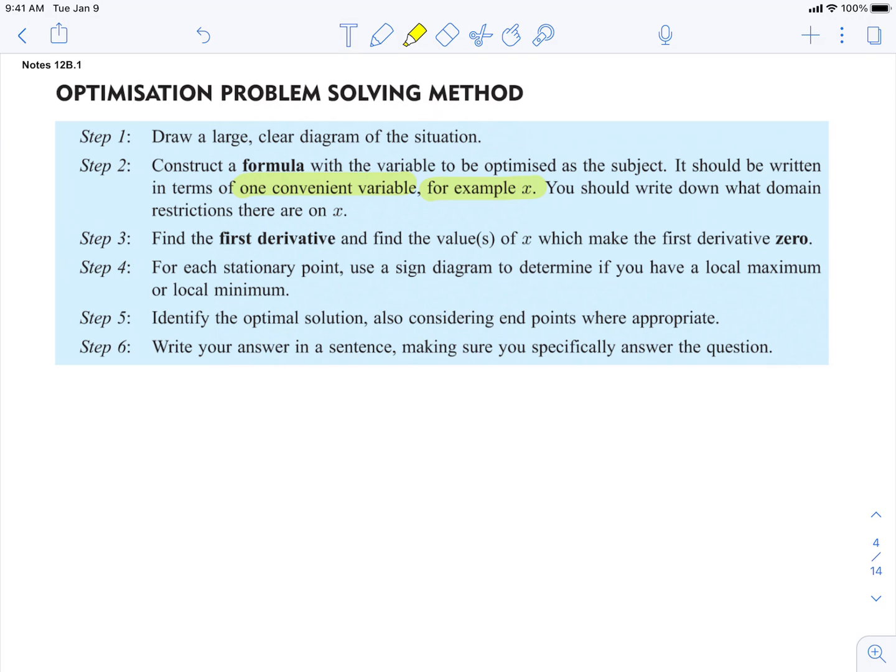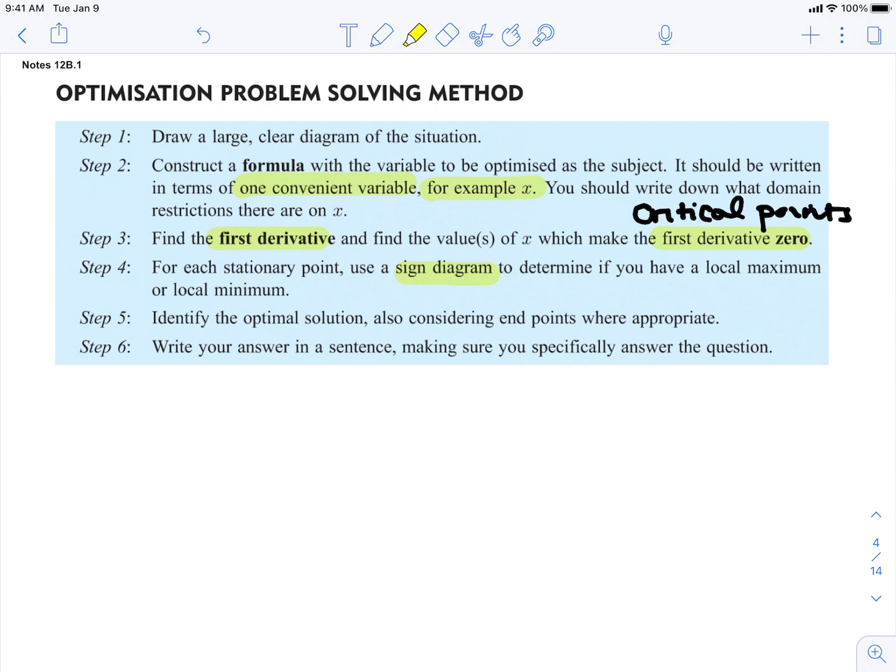Step 3, find the first derivative, and then find the values of x for which the derivative is 0. Those are called your critical points. For each stationary point, use a sign diagram to determine if you have a local max or min. Then, step 5 is to identify the optimal solution.